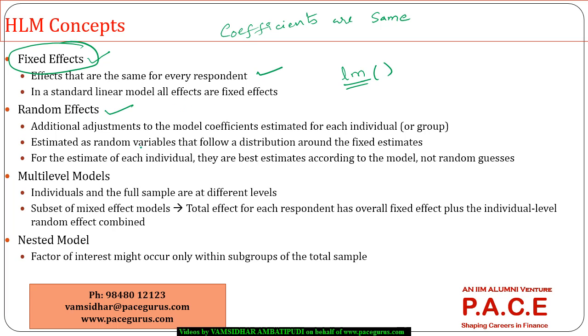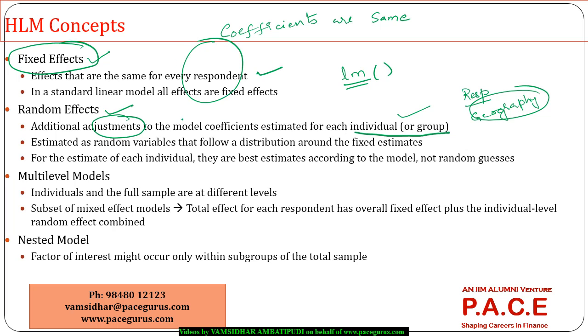But when I say random effect, I have to make additional adjustments. So I am making an adjustment for an individual level or a group level. I can make it at a single respondent level, or I can do this work across a particular geography, which is a kind of a group. So I can use it at an individual or a group level. So there will be some kind of an effect. Apart from the overall fixed effect, some random effect exists.